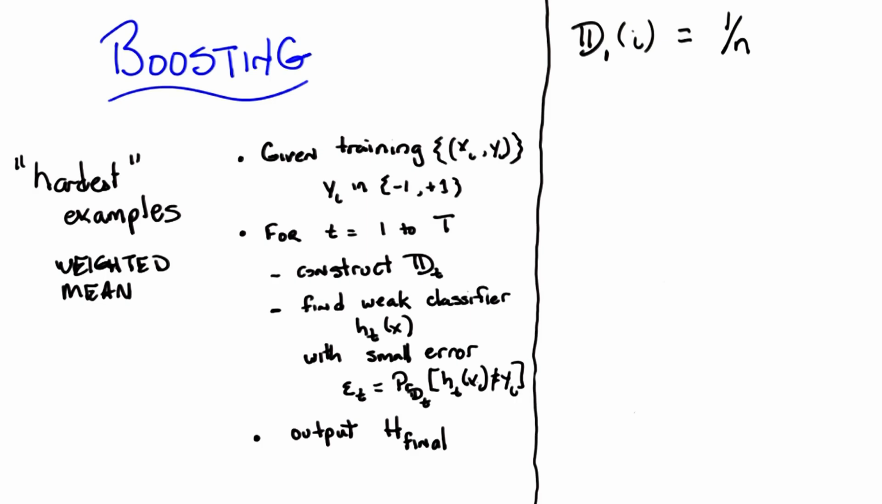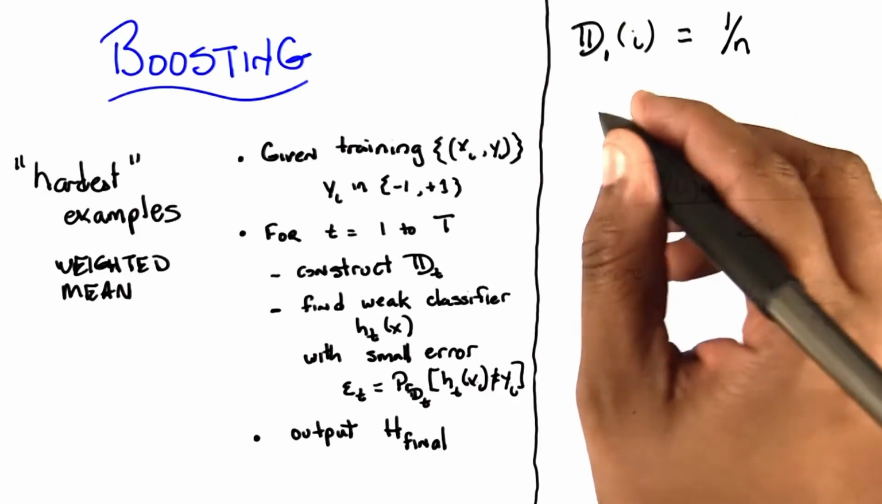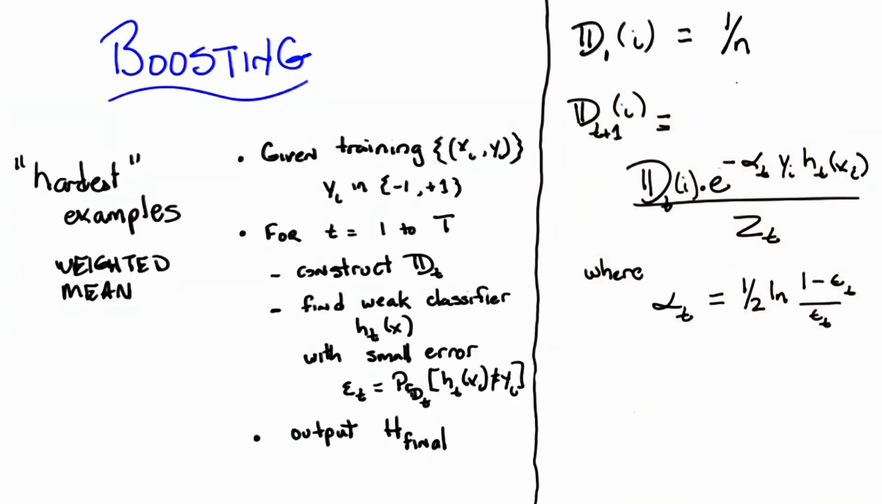So I start out with the uniform distribution. That's what you usually do when you don't know anything. But what are you going to do while you're in the middle? So here's what I'm going to do, Michael. At every time step t, I'm going to construct a new distribution, d sub t plus 1. Okay, so here's how we're going to construct the distribution at every time step.